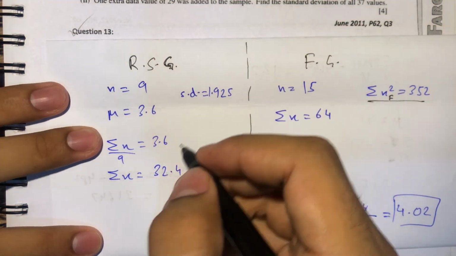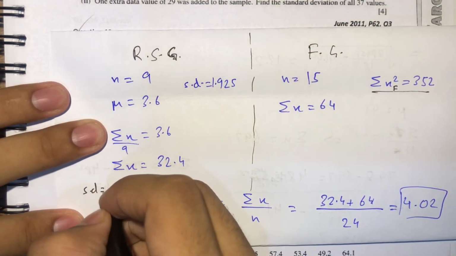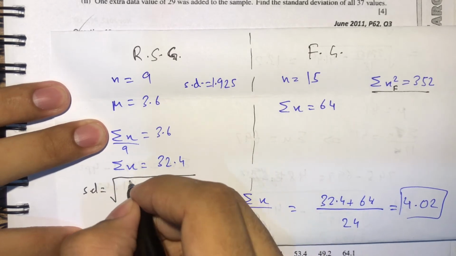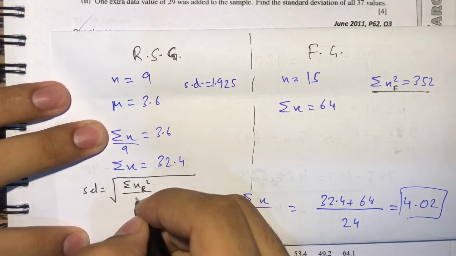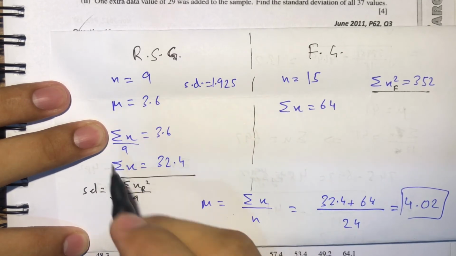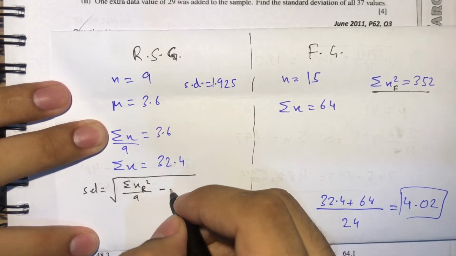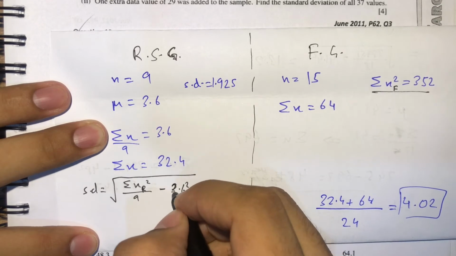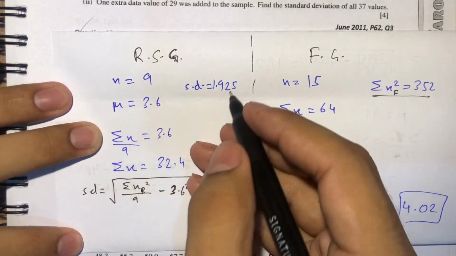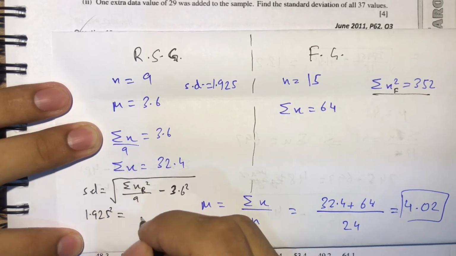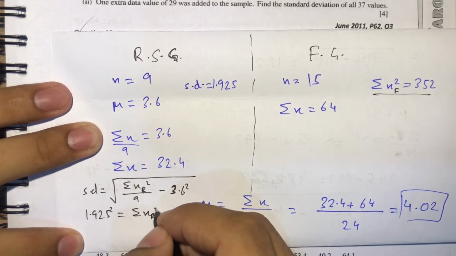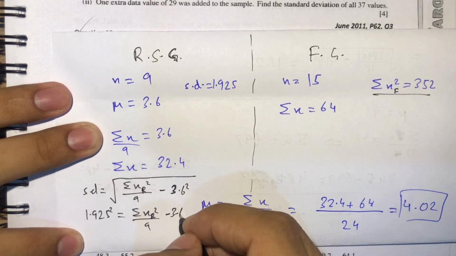Over here we have the standard deviation. We know that the standard deviation is equal to the root of sigma x squared upon n, which is 9 in this case because we're only taking Red Street Garage right now, minus the mean, that is 3.6, squared. So I'll take the square over there. Standard deviation is 1.925 and then square it to remove the root, equals sigma xr square upon 9 minus 3.6 square.